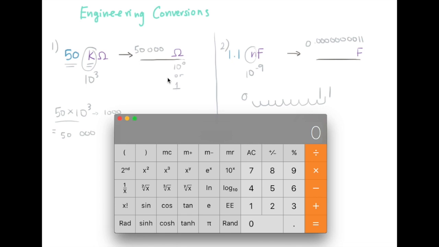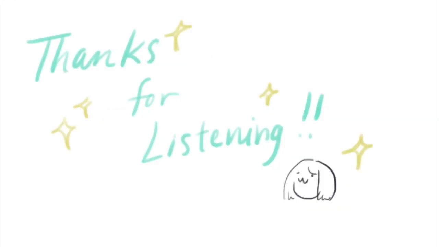A simple way to check our answer is to use our scientific calculators in the function EE or EXP. So we first plug in our a value of 50. We press the function EE, and then we plug in the exponent value of 10, which is 3, or the numerical value of the metric prefix, 3. 50E3 is equal to 50,000. For this one, 1.1 EE negative 9, which is equal to our answer.